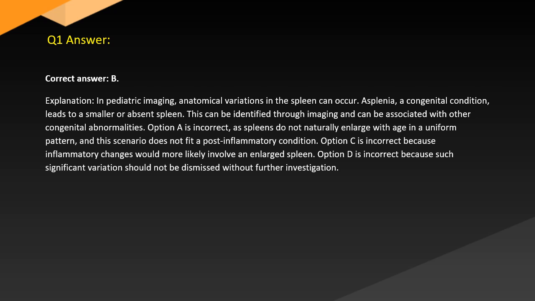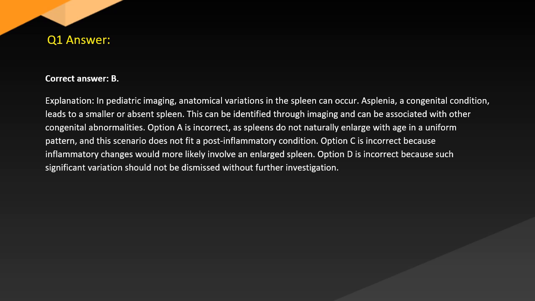Answer. Correct answer: B. Explanation. In pediatric imaging, anatomical variations in the spleen can occur. Asplenia, a congenital condition, leads to a smaller or absent spleen. This can be identified through imaging and can be associated with other congenital abnormalities.